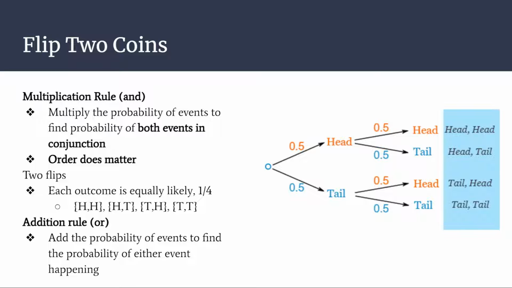Another rule to remember is the addition rule. To find the probability of flipping 2 tails or 2 heads, add the probability of each event. 25% plus 25% is 50%. There's a 1 in 2 chance to flip heads heads or tails tails when flipping a coin twice.